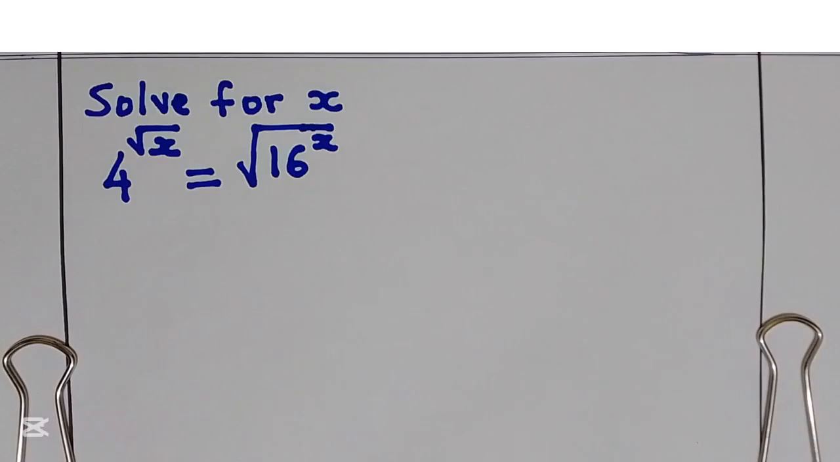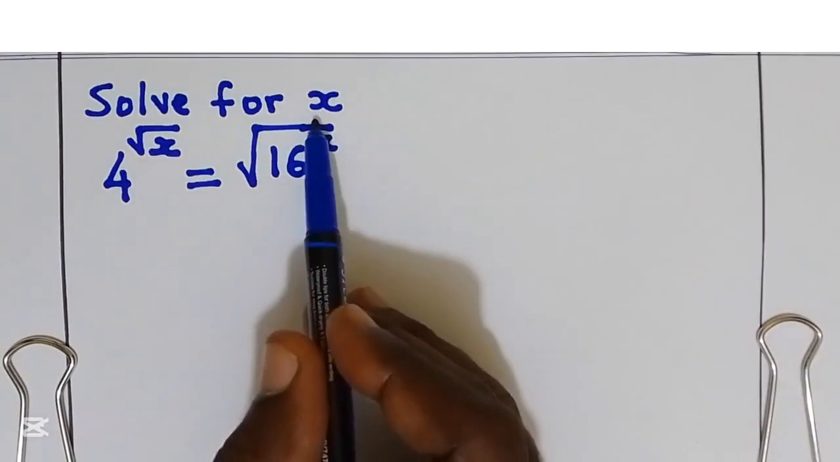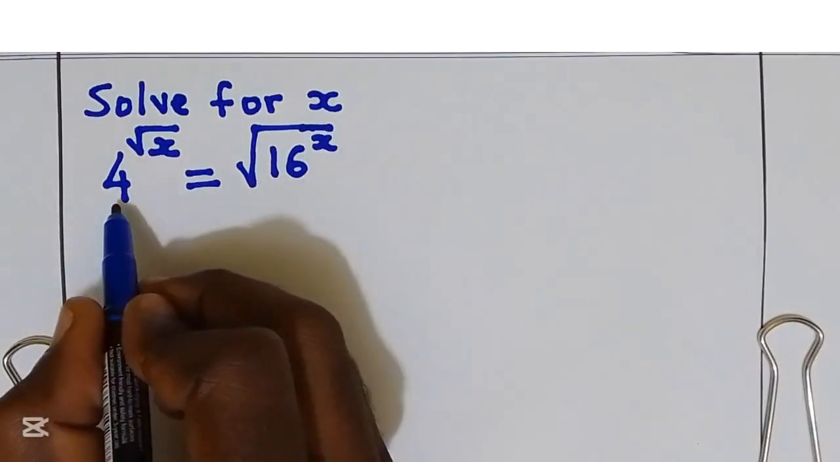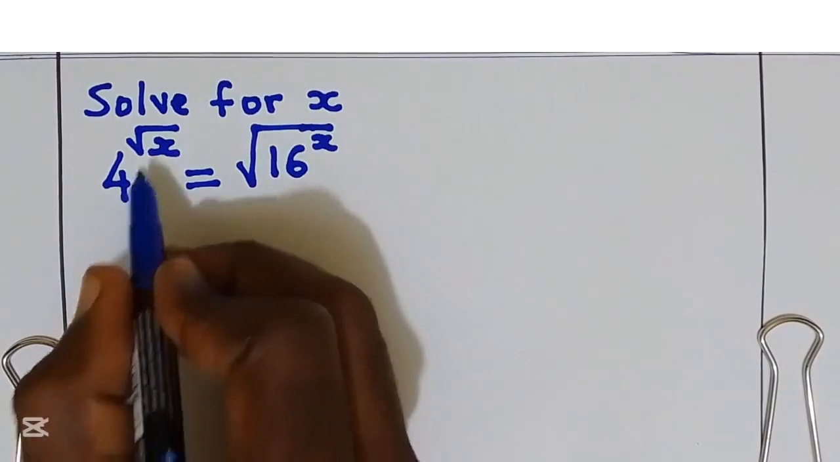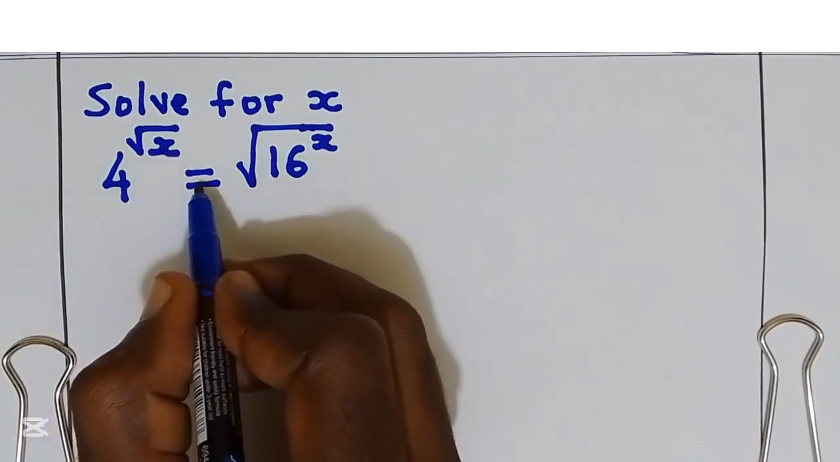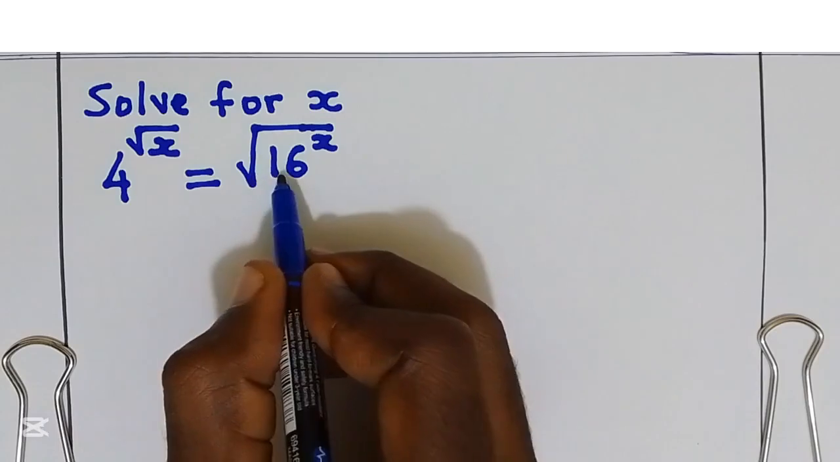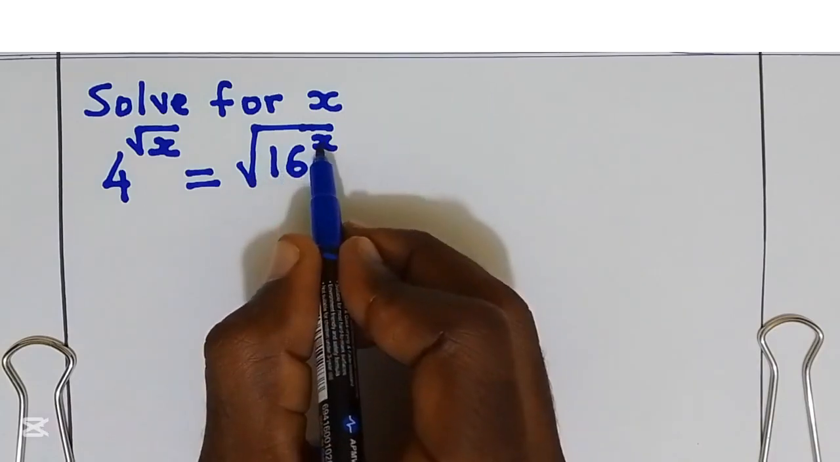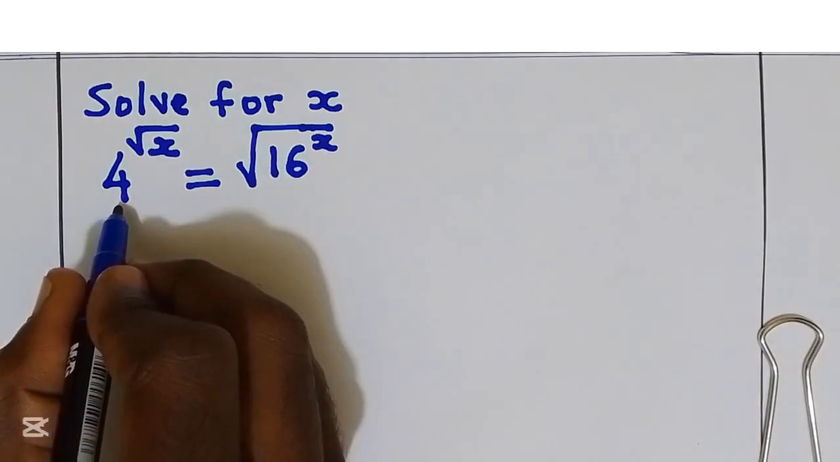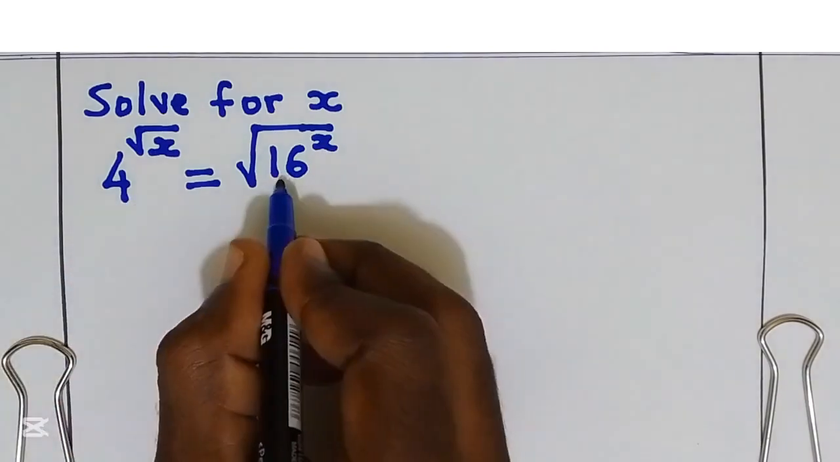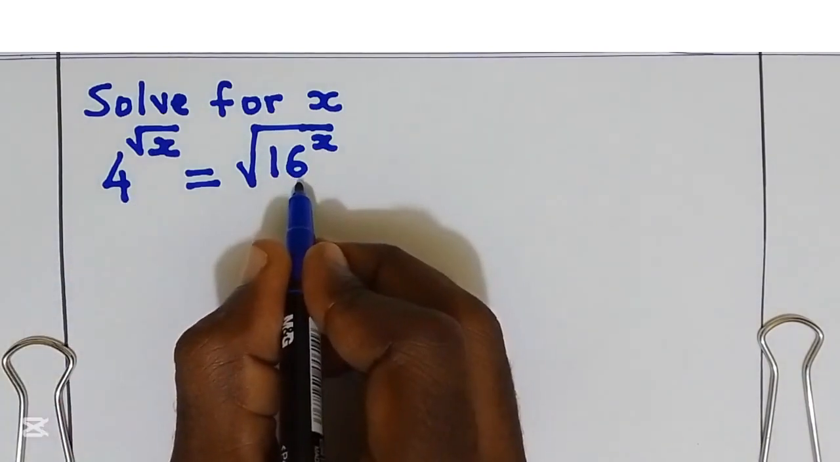We have an exponential equation and we need to solve for x. They have given us 4 power square root of x is equal to square root of 16 power x. First, we are going to change the base of 4 and 16 to base 2.